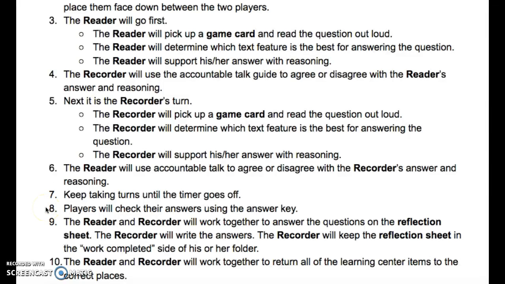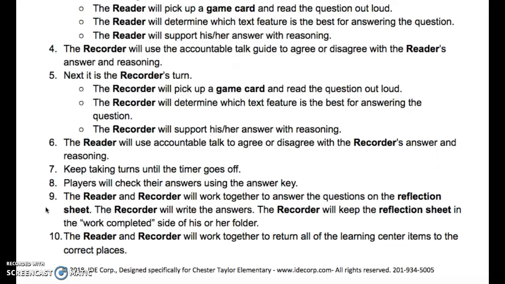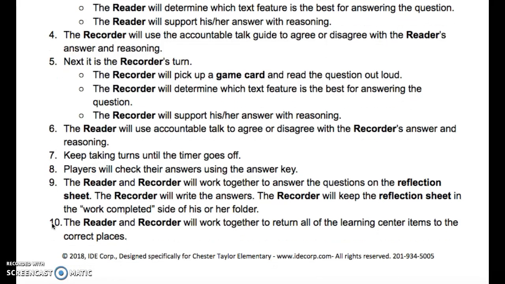Then, number 8, players will check their answers using the answer key. Number 9, the reader and recorder will work together to answer the questions on the reflection sheet. The recorder will write the answers. The recorder will keep the reflection sheet in the work completed side of his or her folder. So only one of you will have the reflection sheet. You do not need to have two, just one, and the recorder will keep it in their folder. And last, the reader and recorder will work together to return all of the Learning Center items to the correct places. So the cards should be back together and everything should be in the resource area neatly.